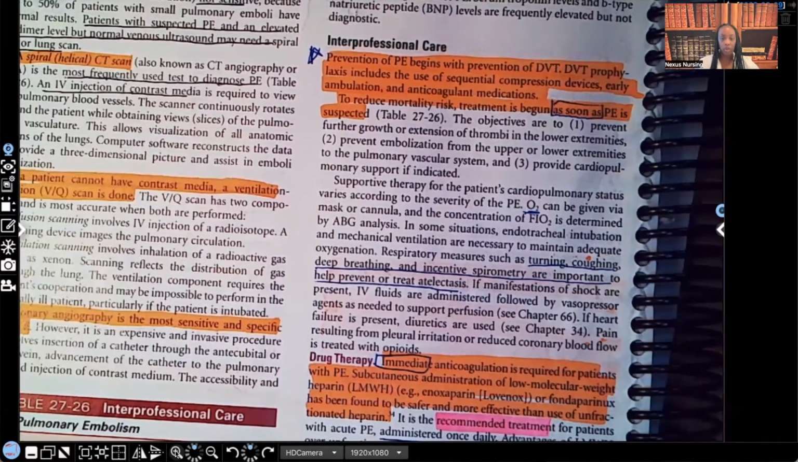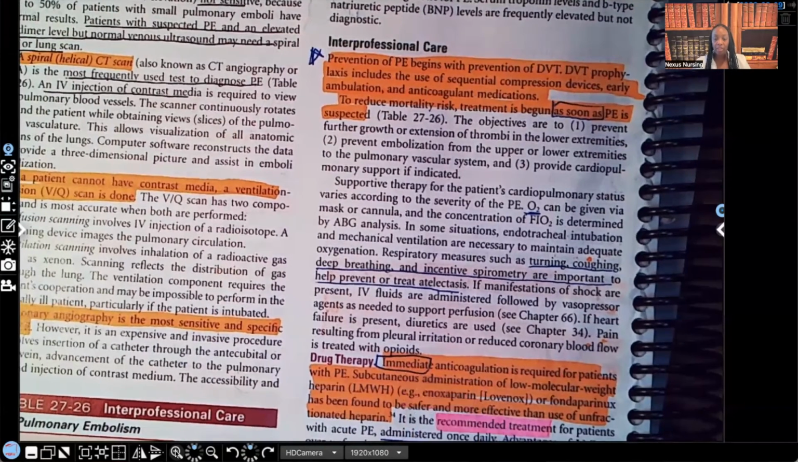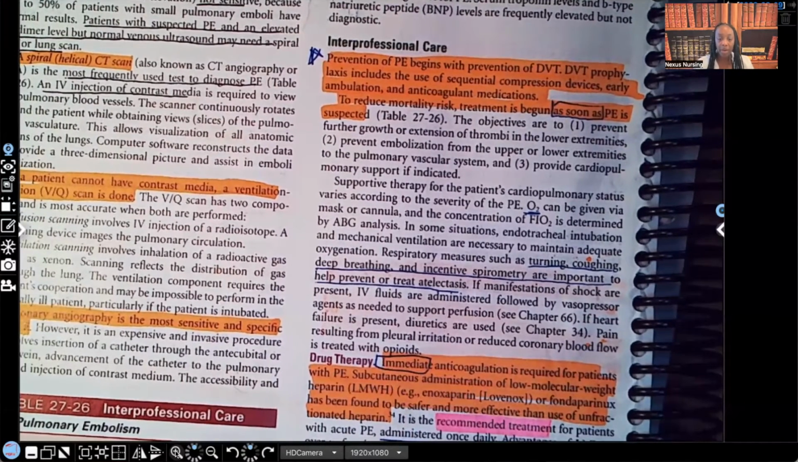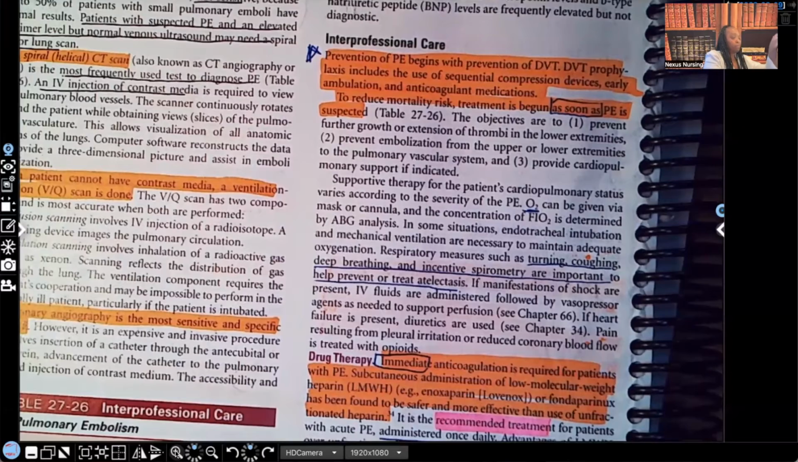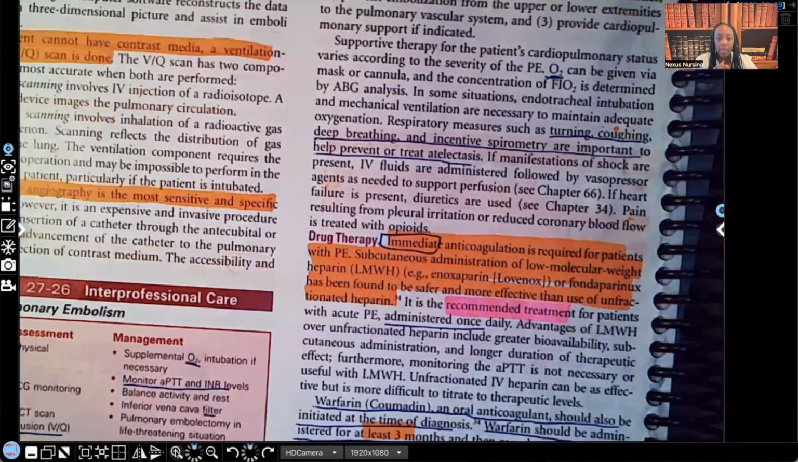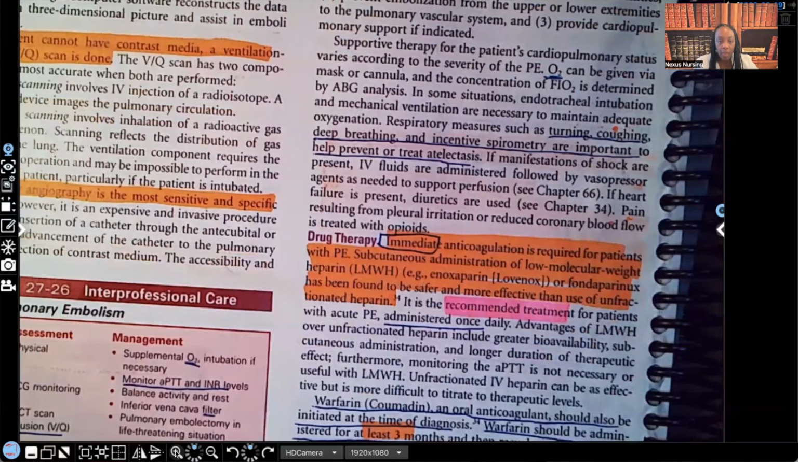Let's take a look at drug therapy. It says immediate, all right, right away. Immediate anticoagulation is required for patients with pulmonary embolism. Sub-Q administration of heparin has been found to be safer and more effective than the use of unfractionated heparin. So the low molecular weight heparin, they find that to be more effective. It's a recommended treatment for patients with acute PE, and they're going to get it once a day.